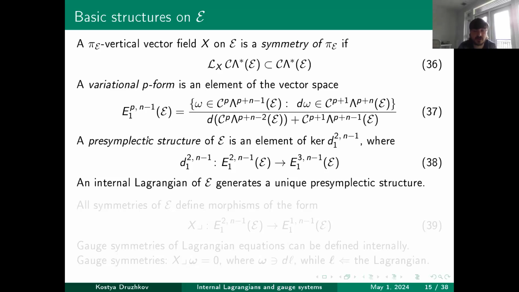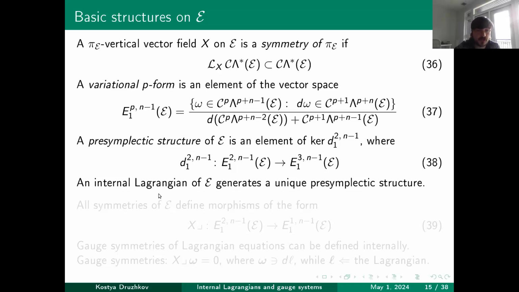And a presymplectic structure of epsilon is an element of the kernel of the differential that maps variational 2 forms to variational 3 forms. So it's just quite natural, pretty natural definition. We say that a presymplectic structure is a variationally closed 2 form. But here we have some additional structures, not just finite dimensional differential geometry. That is why we have to consider this additional structure, the Cartan distribution. We have to define variational forms as equivalence classes in order to consider this Cartan distribution. And instead of the de Rham differential, we obtain variational differential. That is a differential that maps variational P forms to variational P plus 1 forms. And the presymplectic structure is an element of the corresponding kernel. So the same story as in finite dimensional differential geometry.